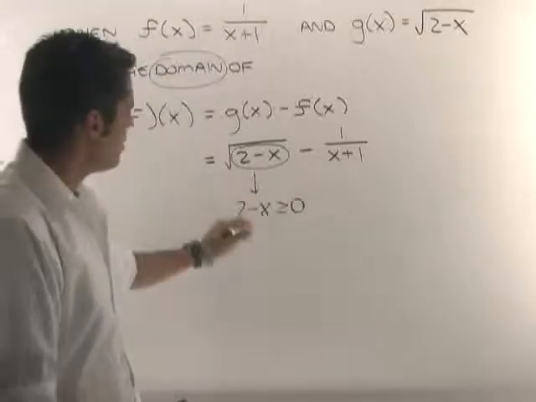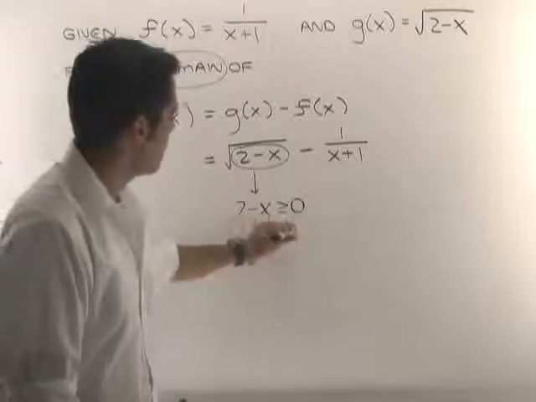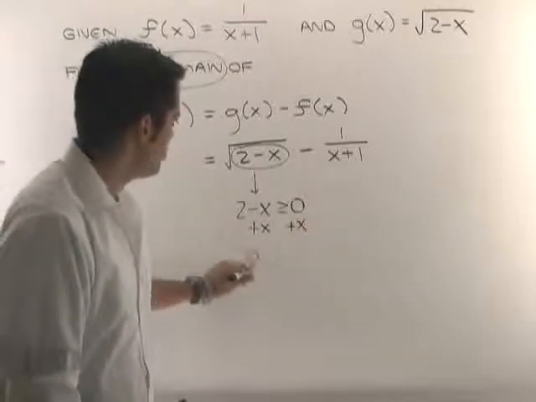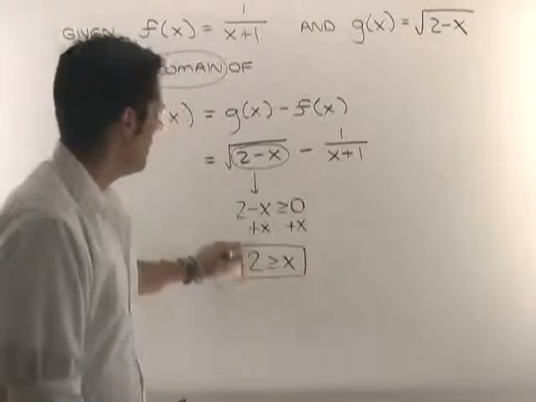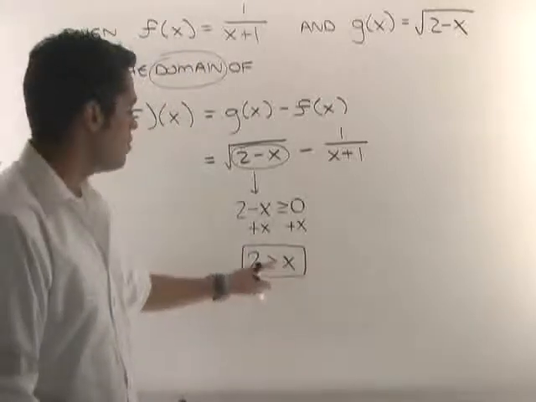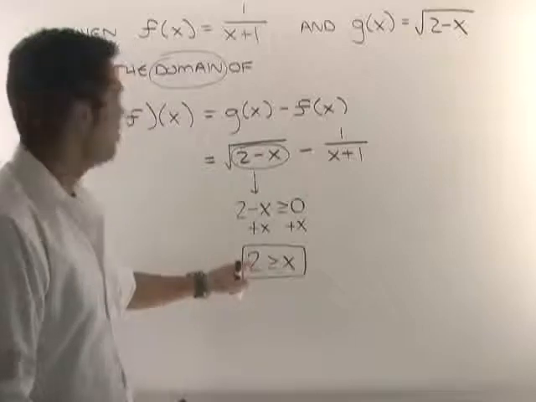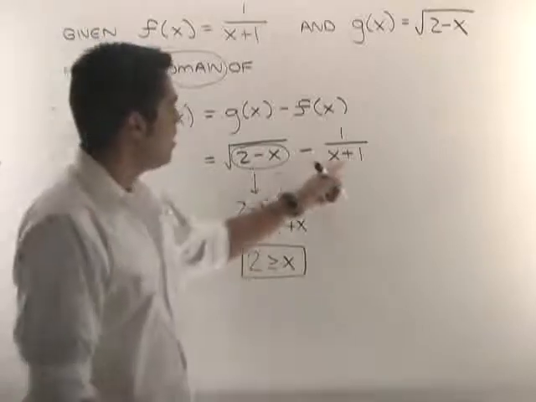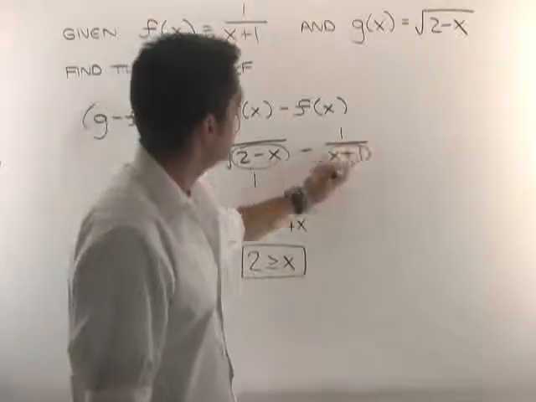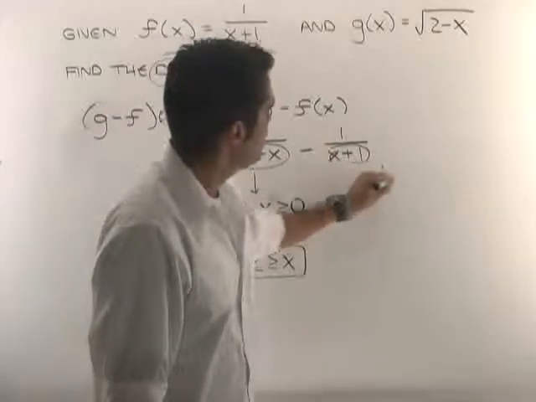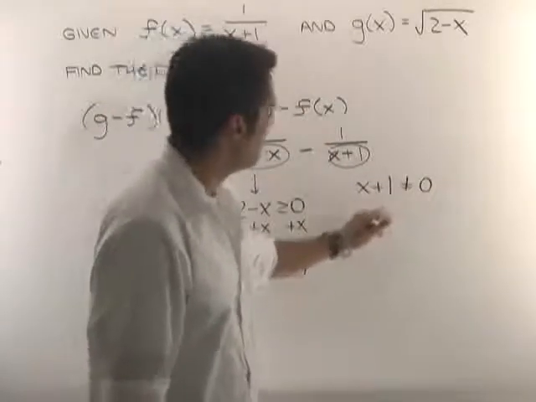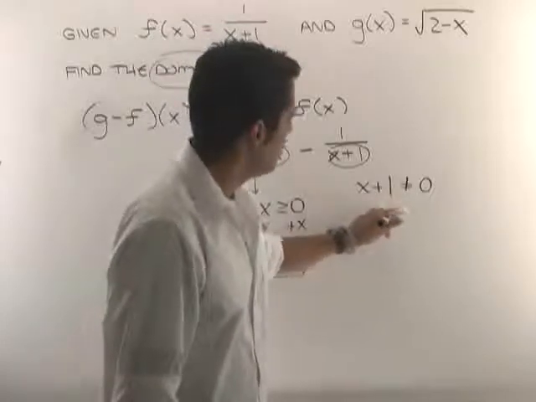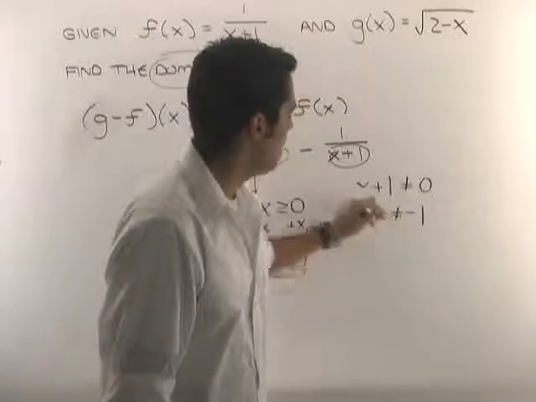So now what I'll do is I'll just add x to both sides, and that means that 2 must be greater than or equal to x. So that's part of our domain. Everything, all x values less than or equal to 2 are okay. On the other part, we need to look at the bottom here, x plus 1, and we need to make sure that this does not equal 0. If we subtract 1 from both sides, we see that x cannot be negative 1.